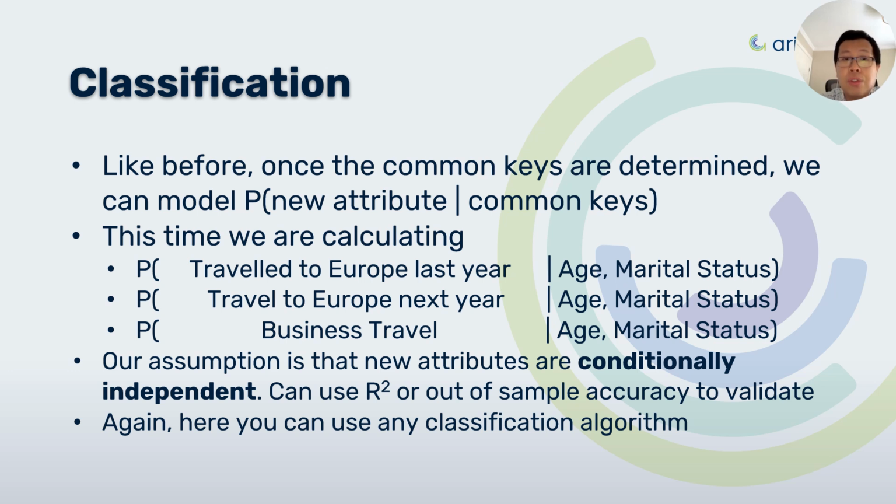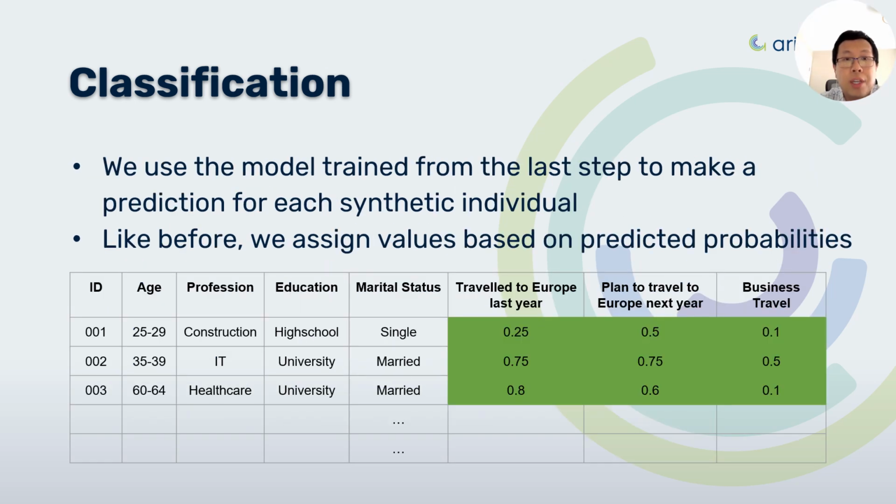Again, here you can use any classification algorithm you want to make these predictions. Once we have our model trained from the last step, now it's time to make the predictions. Like before, we make predictions for each of the individuals, and now we have a probability.